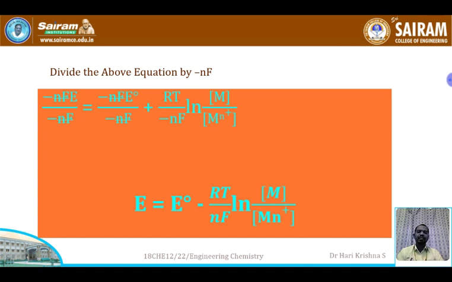We want this entire equation to be positive. Also, instead of ln, we want to convert into log to the base 10, not the natural log. In order to convert natural log to log, we multiply by 2.303. So E equals E naught minus 2.303 RT by nF log concentration of M by concentration of Mn+. So 2.303 is the conversion factor.